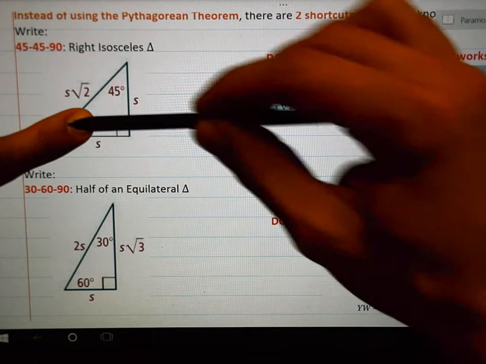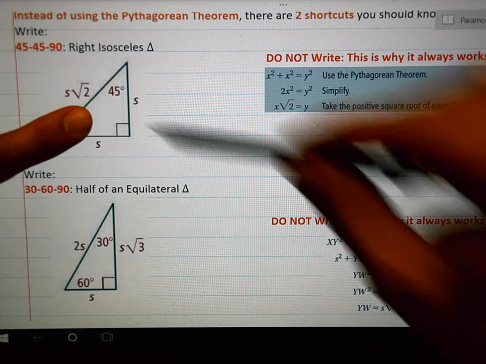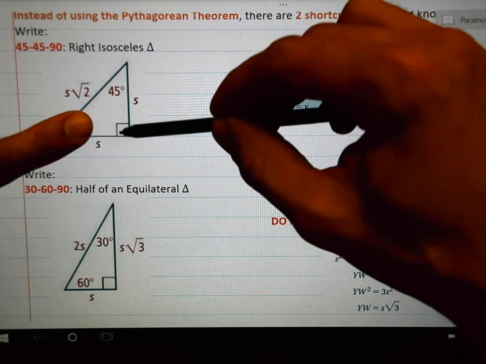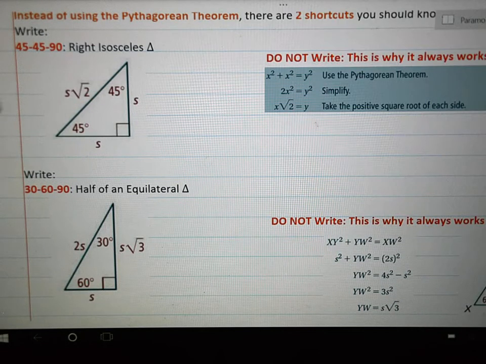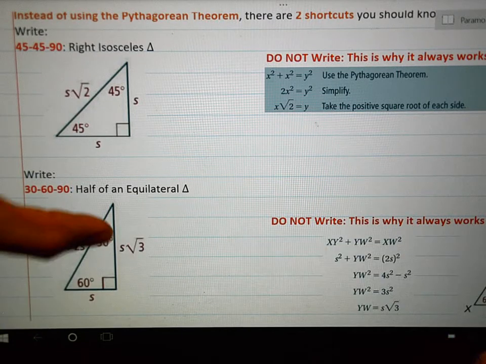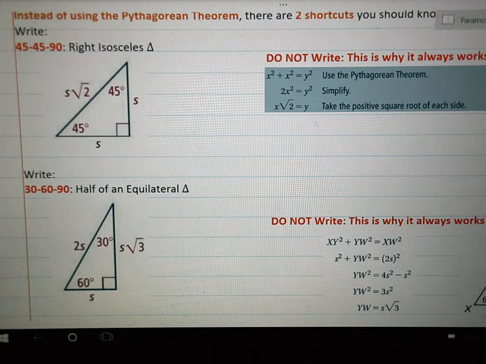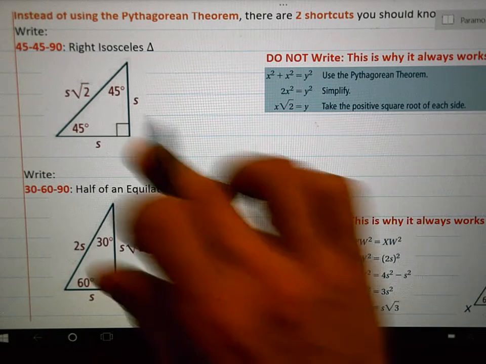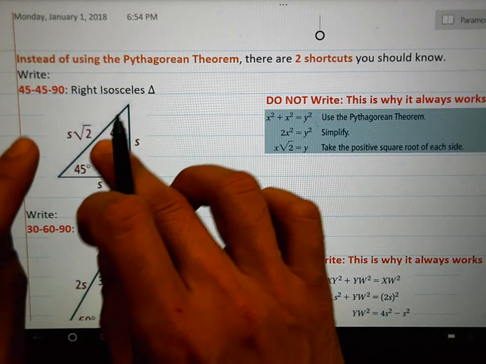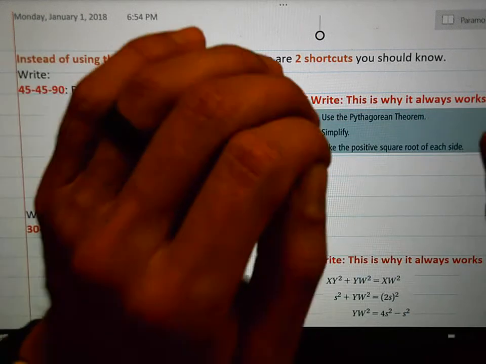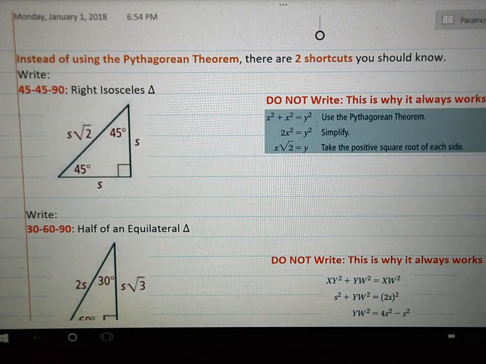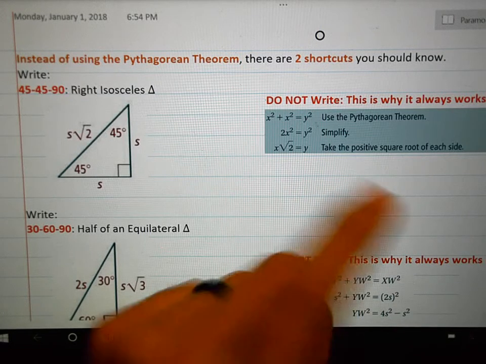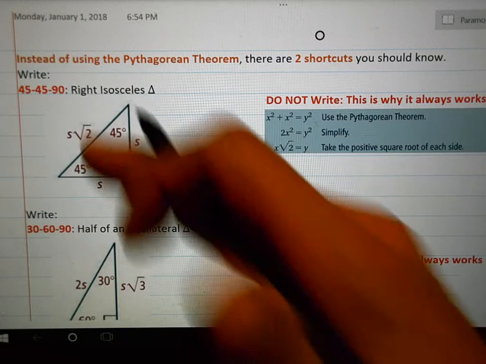Most of the problems will have one of these angles covered up, and you're just going to have to know if this is 45 and that's 90, the other one's 45 too. It's a 45, 45, 90. And maybe they'll give you the 30, or maybe they'll just give you the 60, and then you have to know it's a 30, 60, 90. Make sense? Now, these are shortcuts instead of using the Pythagorean theorem. You could use the Pythagorean theorem, but instead you could use this as a shortcut.